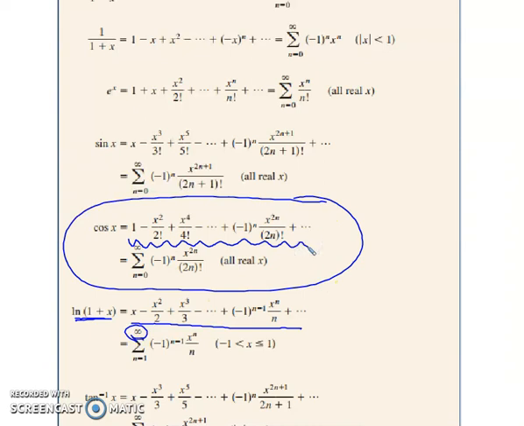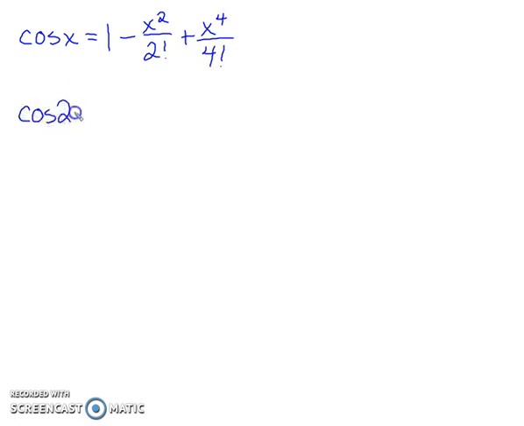Cosine of 2x then is going to be very similar. So let me write down what cosine of x was up to its 4th degree term. So to its 4th degree, we'd have 1 minus x squared over 2 factorial plus x to the 4th over 4 factorial. So if we want cosine of 2x, all we do is we go replace our x's with 2 x's.